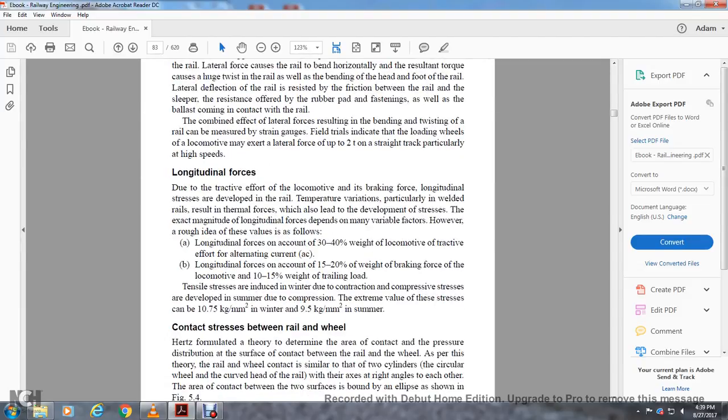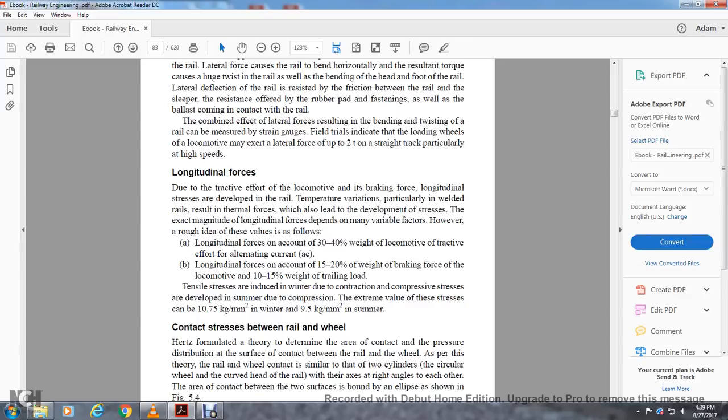Longitudinal forces. Due to the tractive effort of the locomotive and the braking force, longitudinal stresses develop in the rail. Temperature variation, particularly in welded rails, will result in thermal forces, which also lead to development of stress. The exact magnitude of longitudinal forces depends on many variable factors. However, a rough idea of these values is followed.